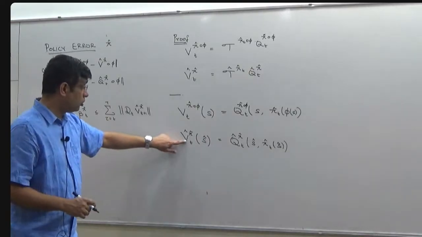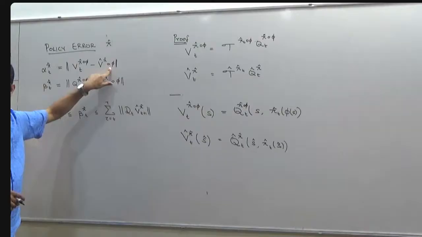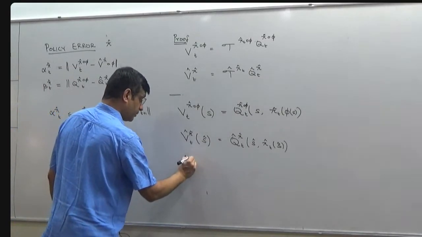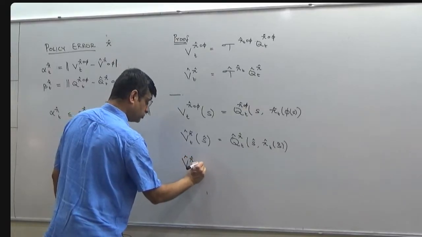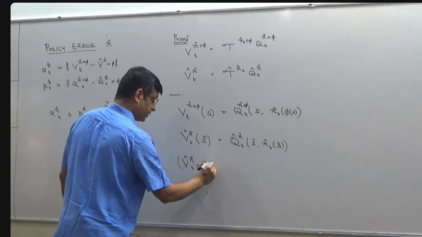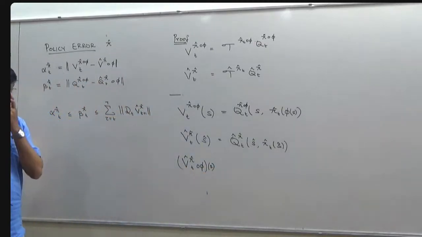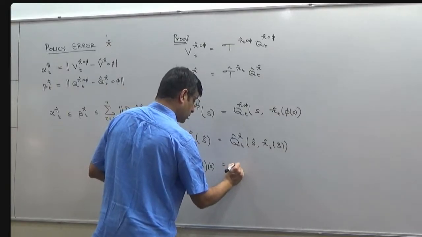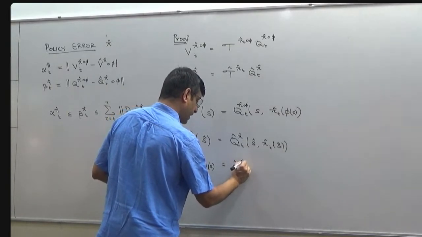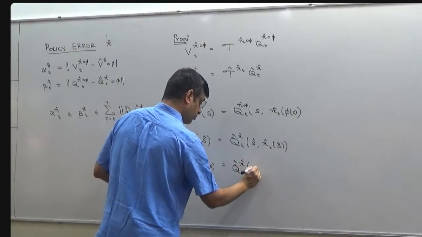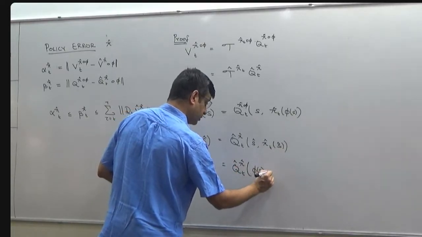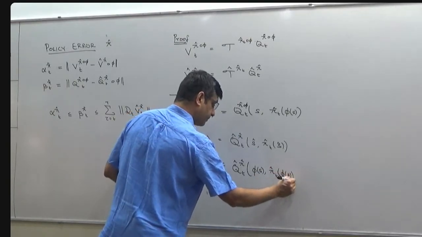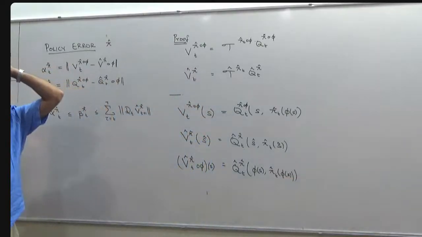So, let me now look at the lifting that I am doing here. Okay. So, let us see what is v hat pi hat t composed with phi evaluated at s. This is going to be equal to q hat pi hat t of t, phi of s, pi hat t of phi of s. Okay.